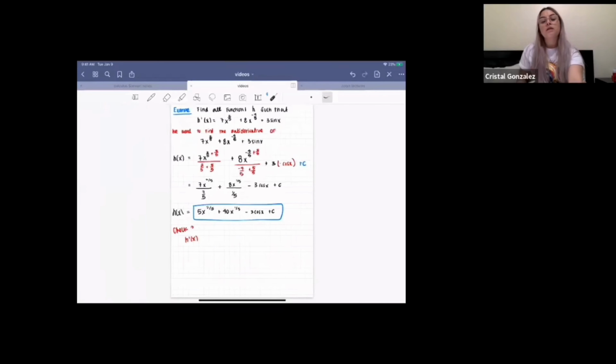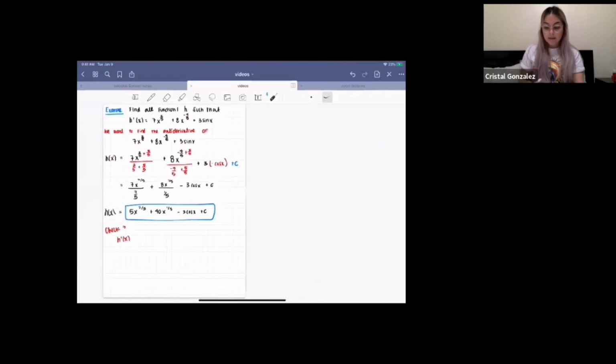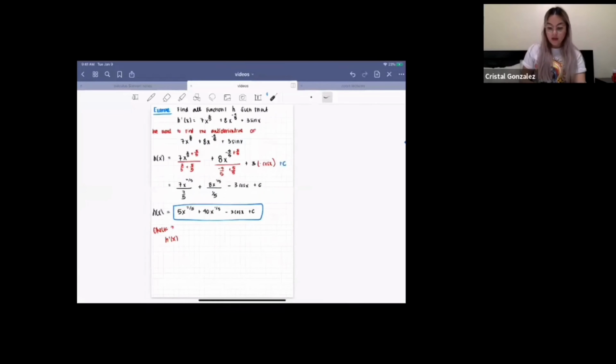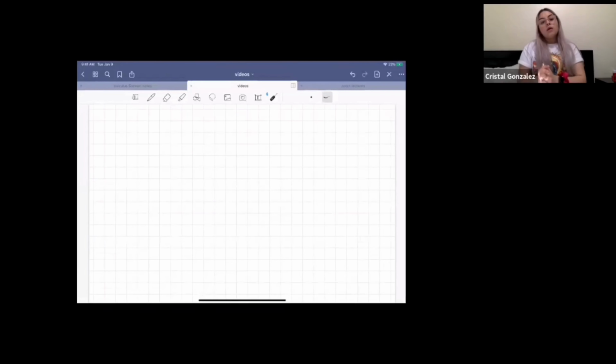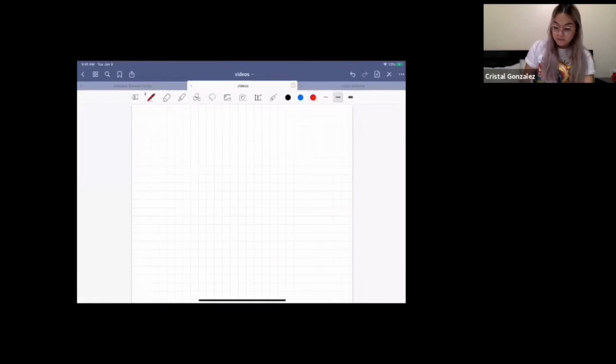Okay, so now we're going to do some applications. There are 2 reasons we take antiderivatives, but the one that makes more sense right now is the applications of it. The other one is also an application, but that application you've seen before.